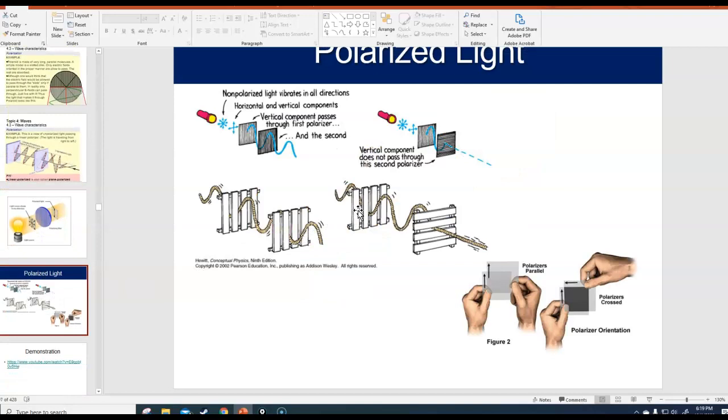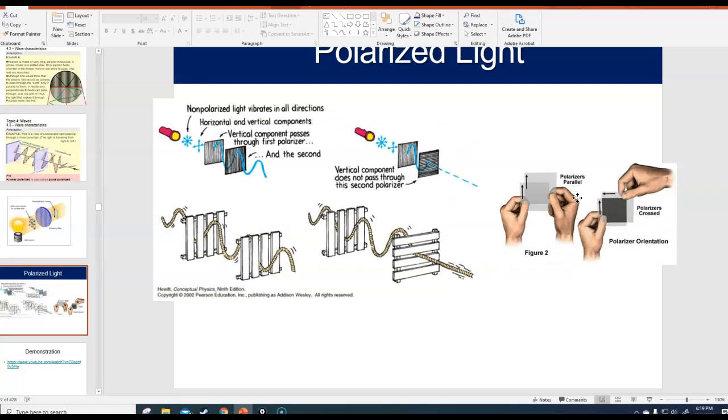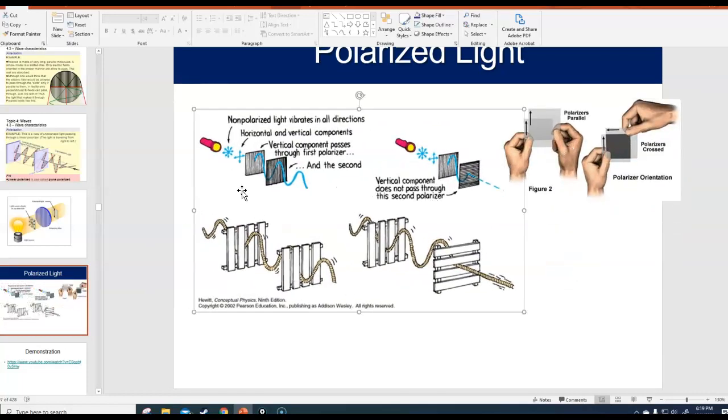And if it helps you to think of this situation, obviously it's not exactly like a physical filter like this, but if this analogy of a rope being allowed to move up and down through slits like this, but it can't move side to side, helps you understand the concept of polarization, then that's something that might be helpful for you to think of.